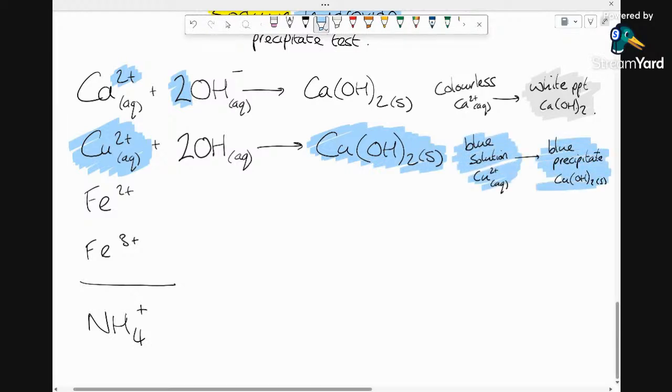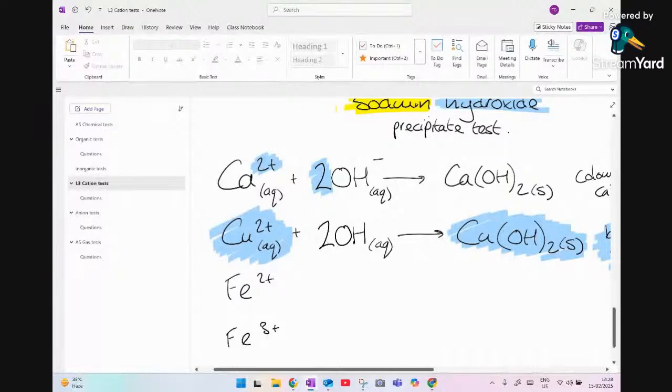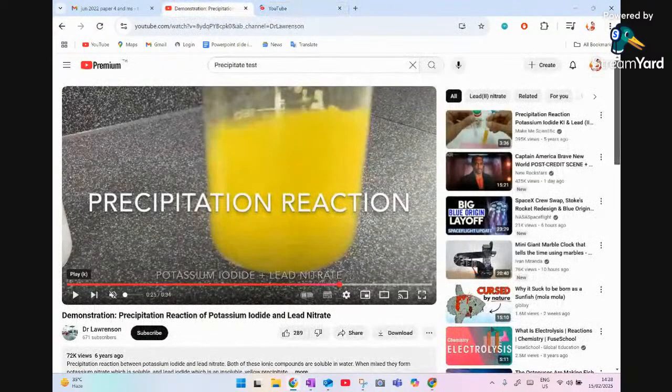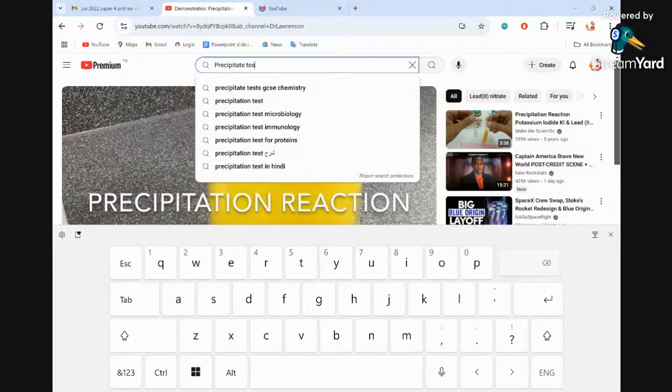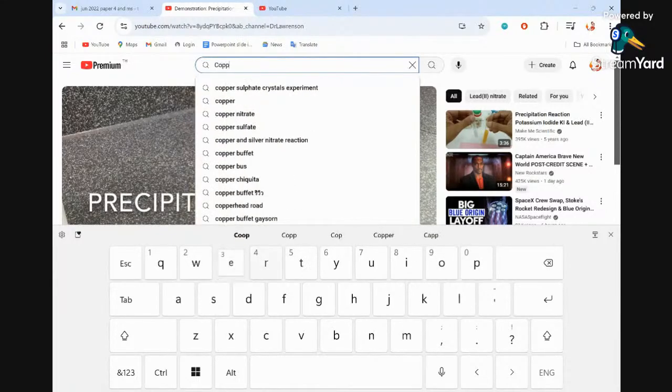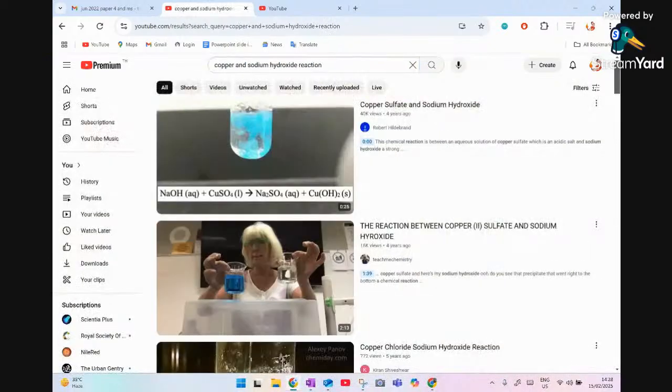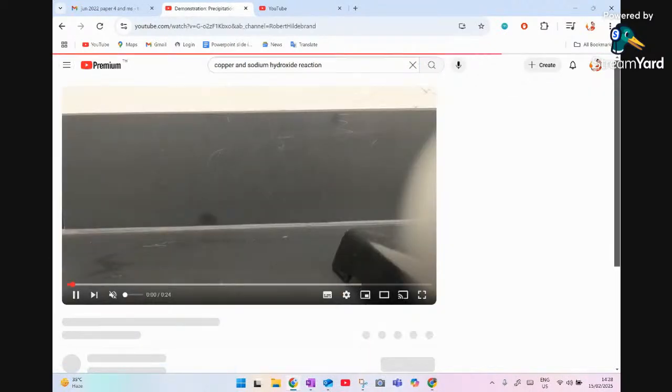And actually, I think it's worthwhile me just jumping onto YouTube and showing you what this one actually looks like. I'm not going to do this every time. Don't worry, folks. Really, honestly, let's just do a copper precipitate test. Copper and sodium hydroxide. Let's do that. There you go. It'll take 10 seconds, 25 seconds, guys.